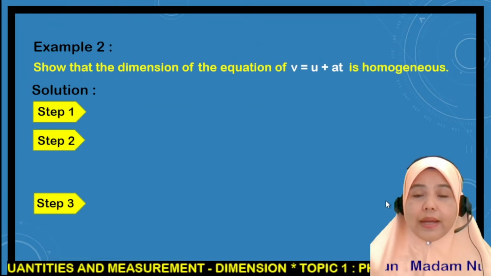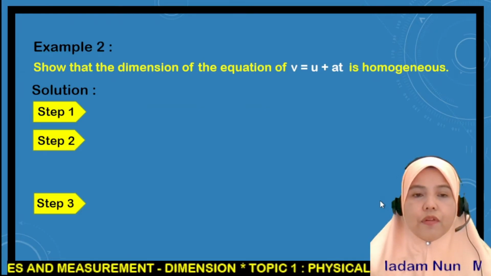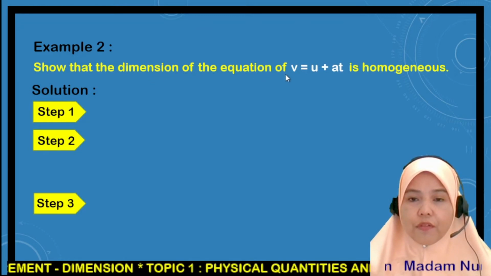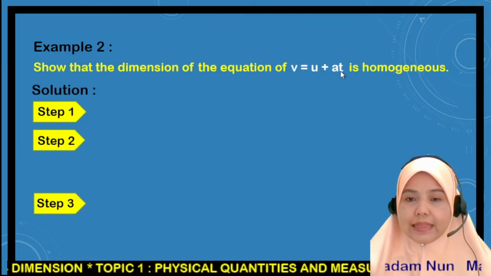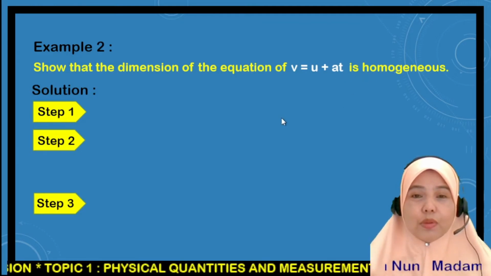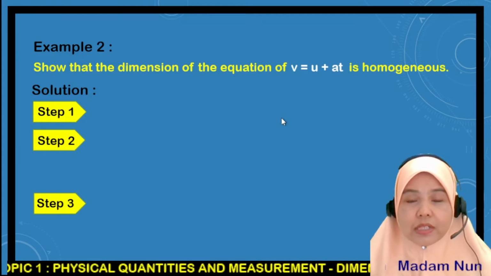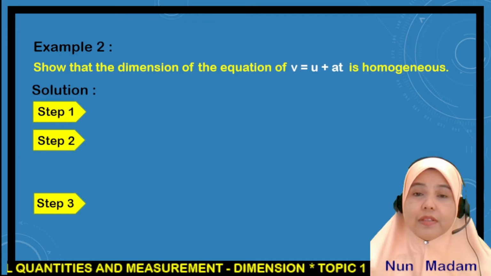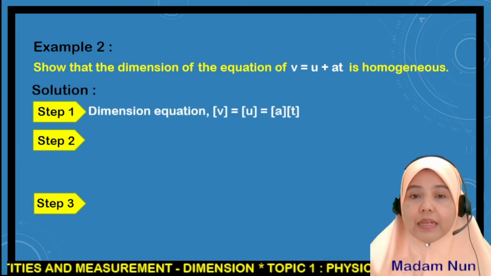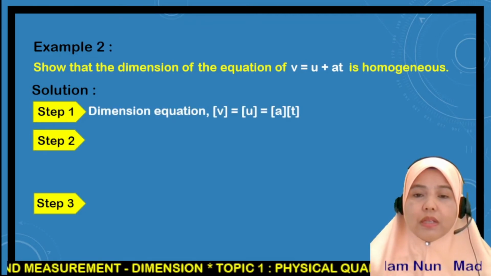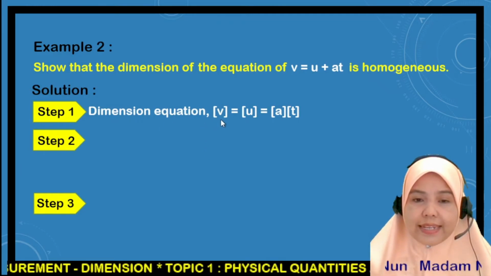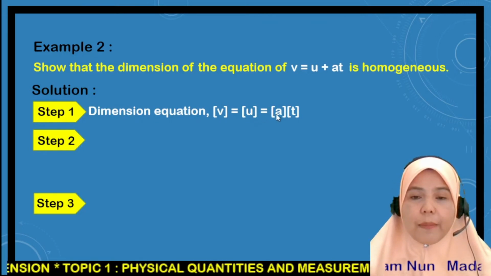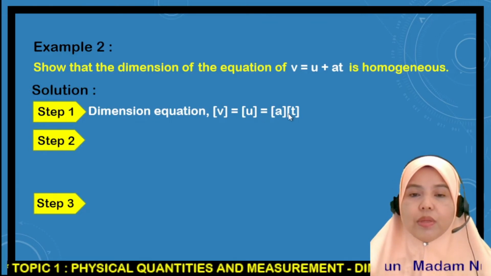Now take a look at the second example. For the second example, you need to show that the equation V equals U plus AT is dimensionally homogeneous. How do we show the homogeneity of the equation? There are three steps. This is my suggestion. The first step is you need to write down the dimension equation. Referring to the equation given, the dimension of V is equal to the dimension of U, equal to the dimension of A times the dimension of T.